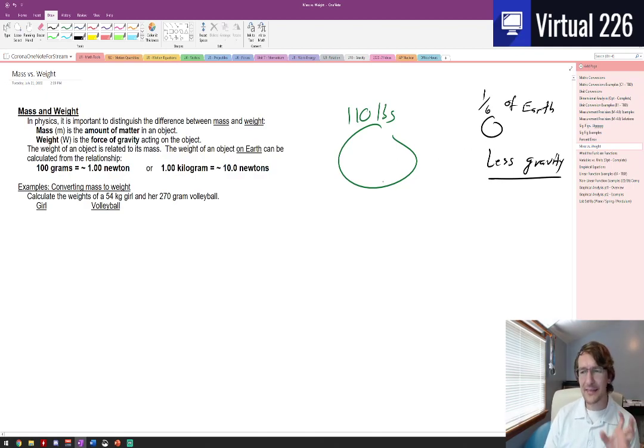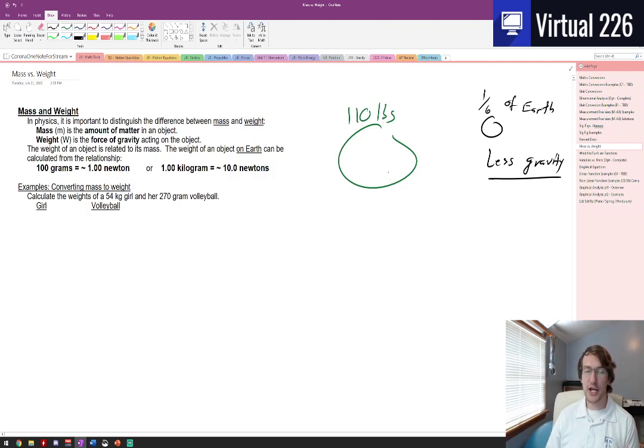But mass is an intrinsic property of an object. It is the amount of matter that is making up that object. The weight is the gravitational influence acting on that matter. So the weight can change, but your mass is what it is. The only way to change the mass is to physically alter the object.